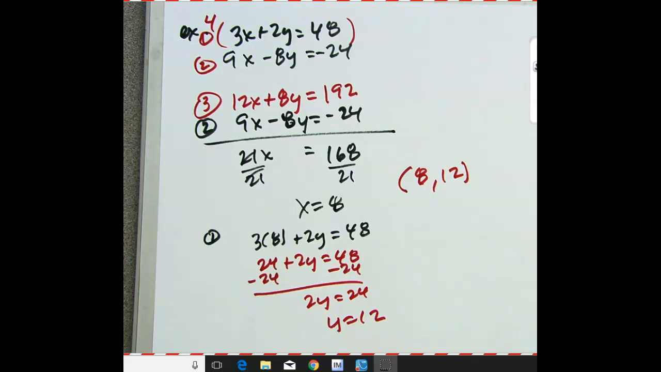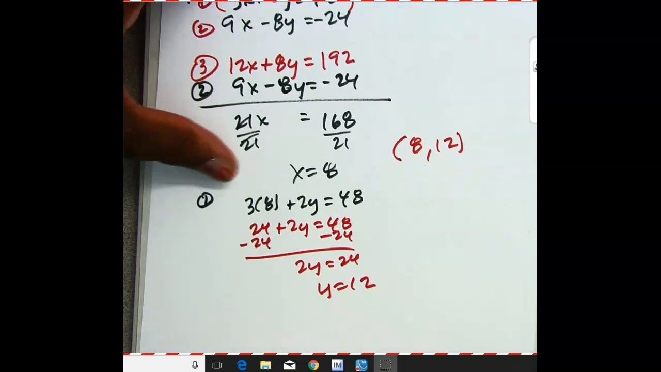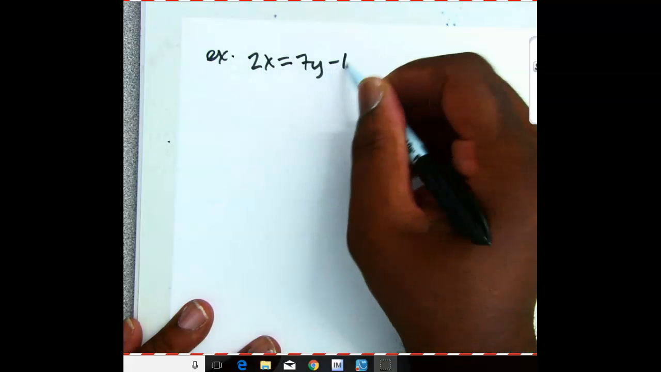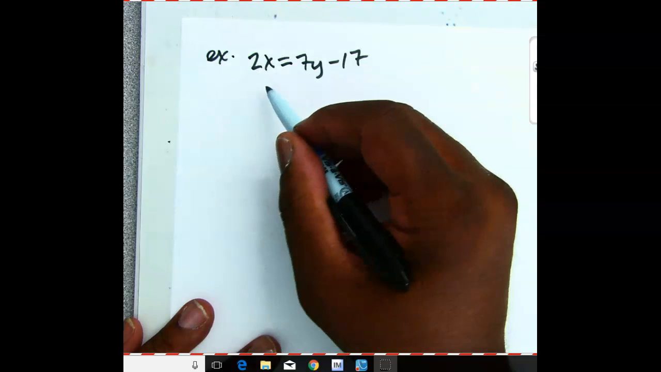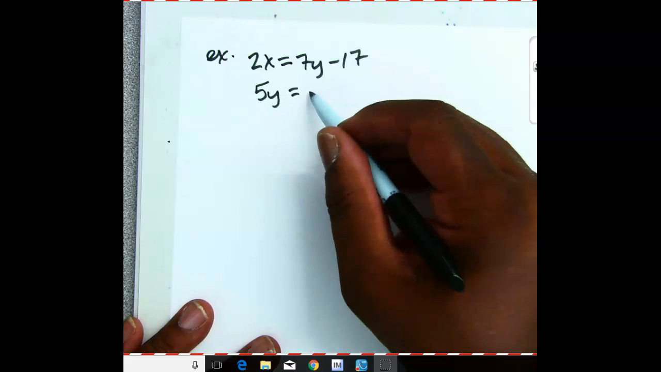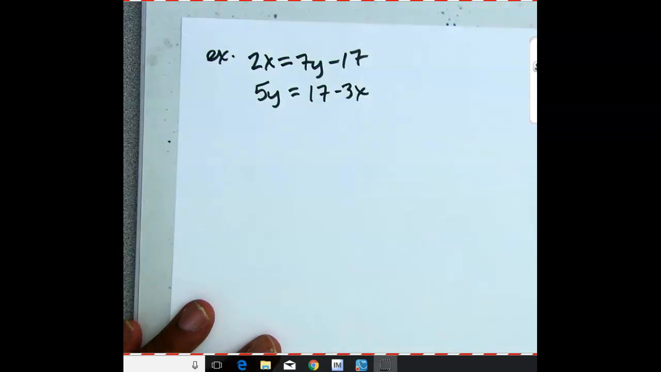All right, let's take a look at one more example and I think we can get started on our homework. Okay, one more example. All right. Okay, so here we have 2x equals 7y minus 17, 5y equals 17 minus 3x.